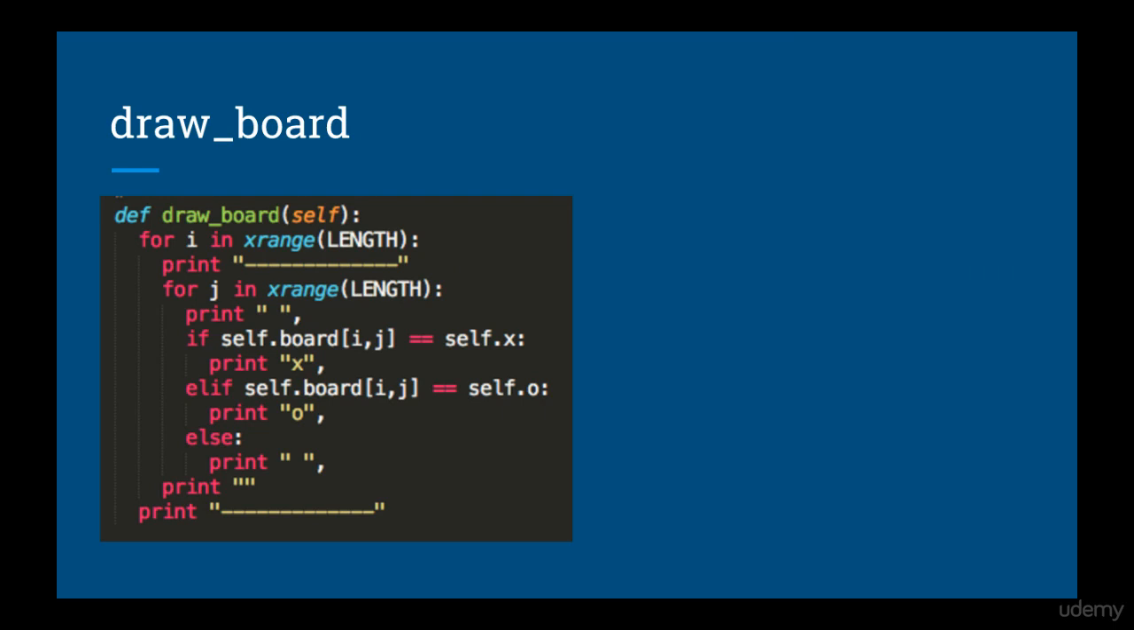Lastly, we have a function called drawBoard, which helps us visualize the tic-tac-toe game. In fact, it would probably be pretty hard to play tic-tac-toe if you couldn't see it. So this just loops through every position on the board and places the correct symbol in the correct position.